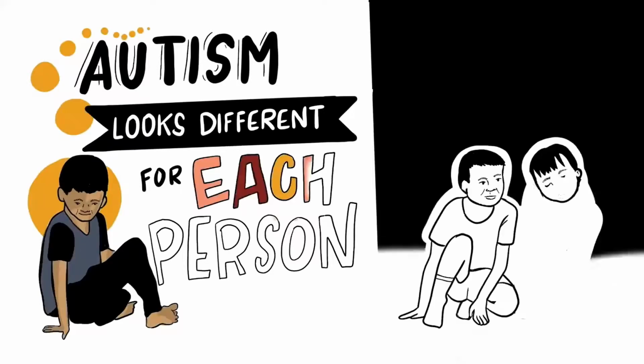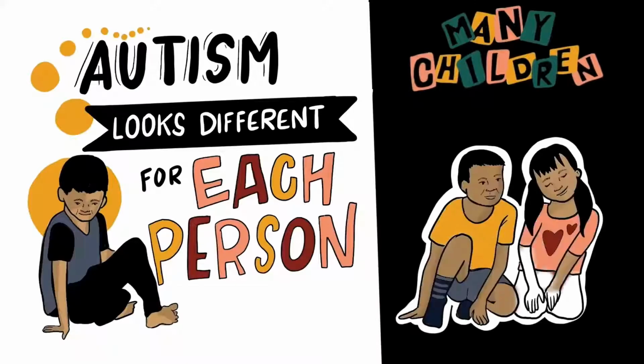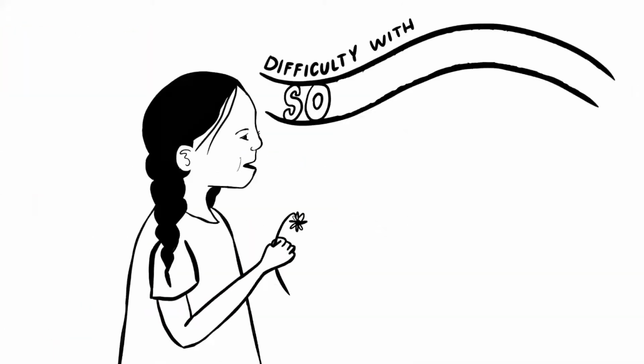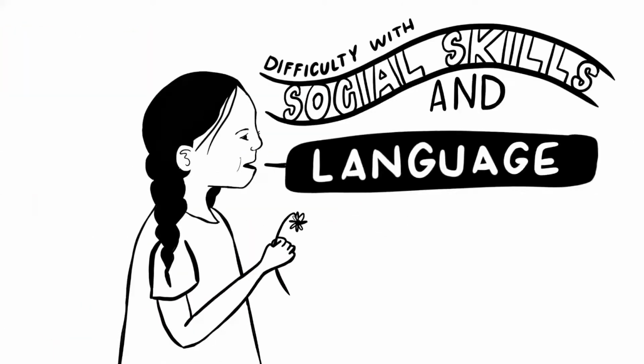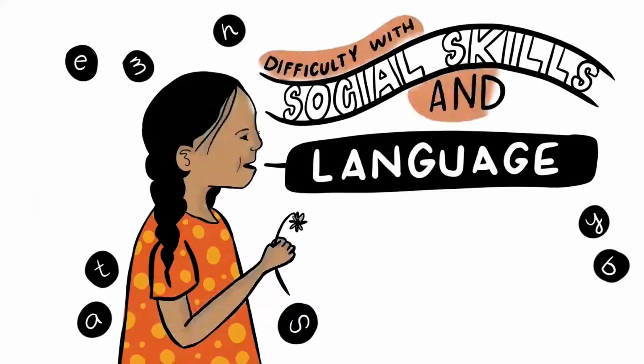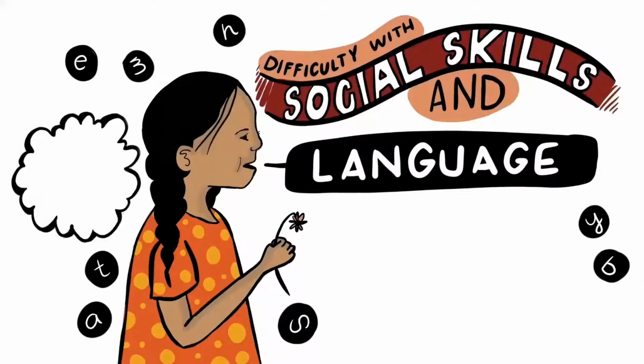Autism looks different for each person throughout their life, but many children with autism have similarities, like difficulty with social skills and language. Some children can speak with a lot of words in full sentences, while others may use fewer words or no words at all.